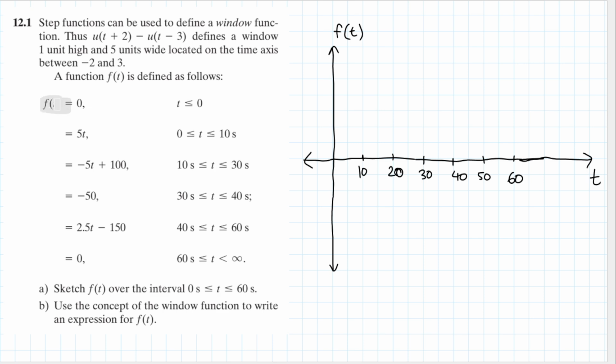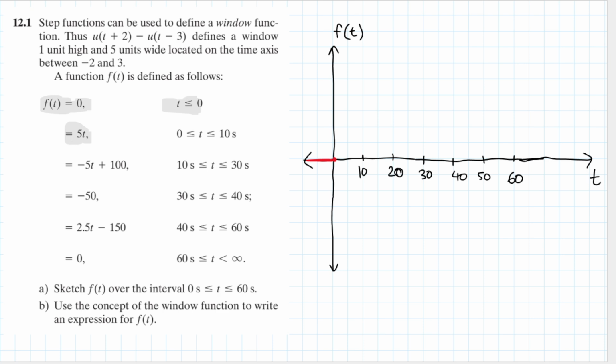So f(t) is 0 when t is less than 0. So before 0, all will be 0. Now when t is 0 until 10, the function is 5t. When we plug 0 here, we will get 0, and then we need to plug in this 10. 5 multiplied by 10 is 50.